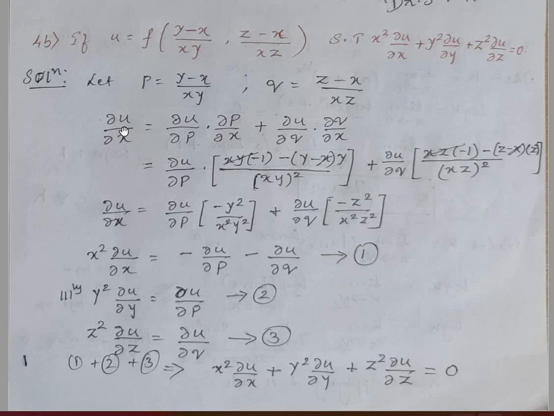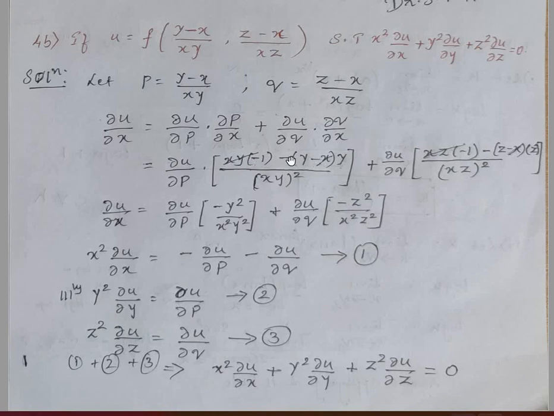Now, by applying chain rule, del u by del x is defined as del u by del p into del p by del x plus del u by del q into del q by del x. I will find the partial derivative of p with respect to x, treating y and z as constant. I have applied the quotient rule. This is what I have got.